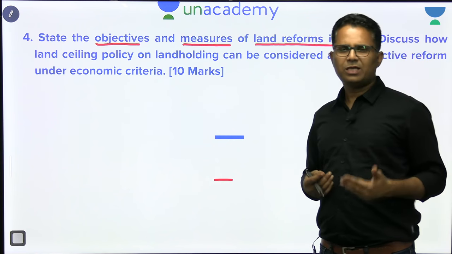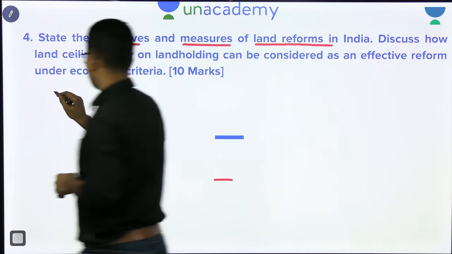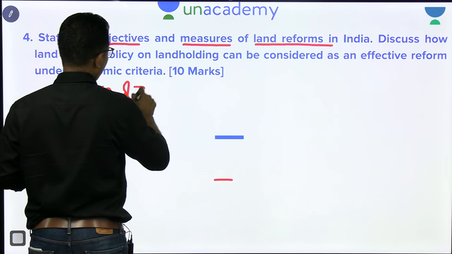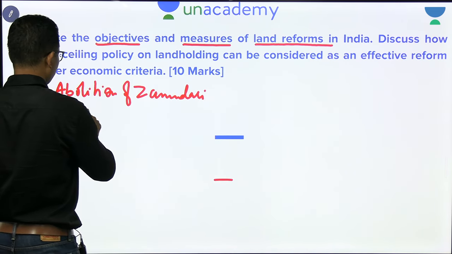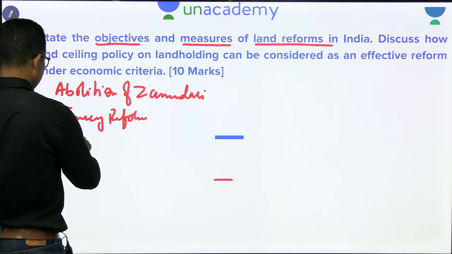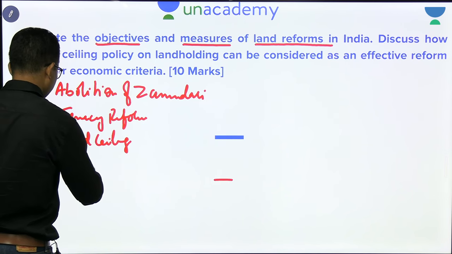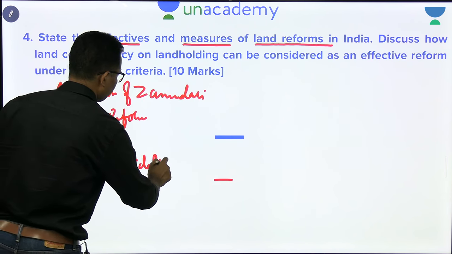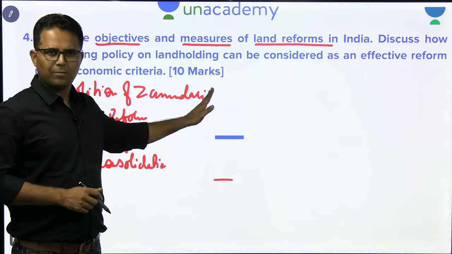So measures, we just need to write three to four land reforms: abolition of zamindari, abolition of intermediaries, tenancy reforms, and land ceiling. Here you can also write land consolidation. So these are the measures, and parallel you can write objectives.